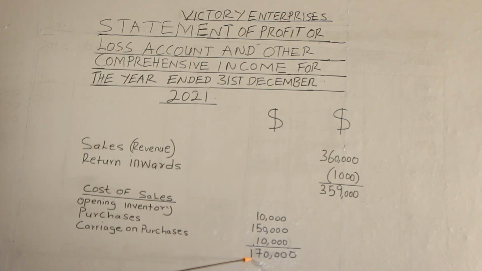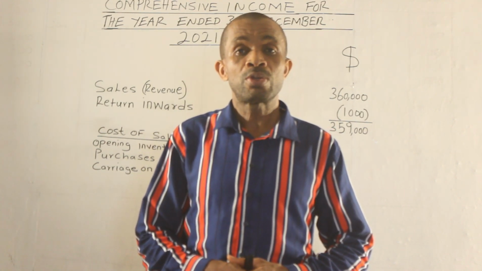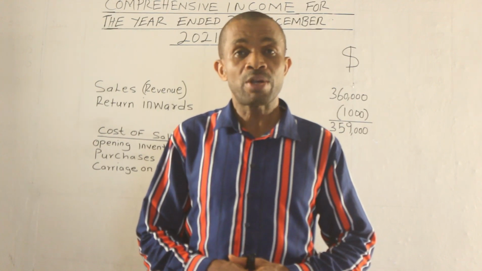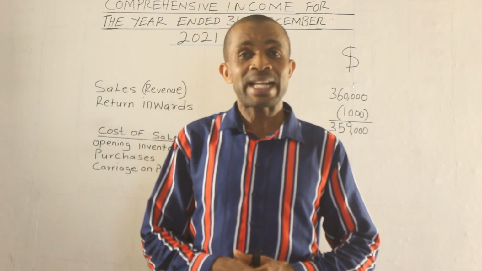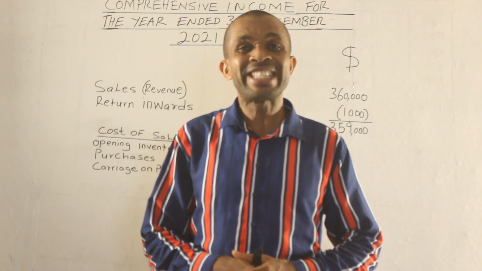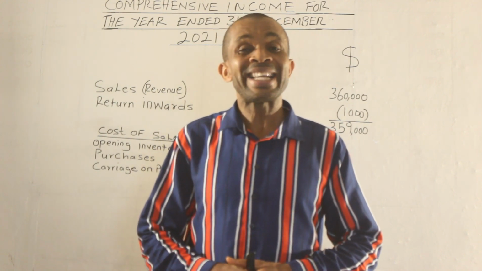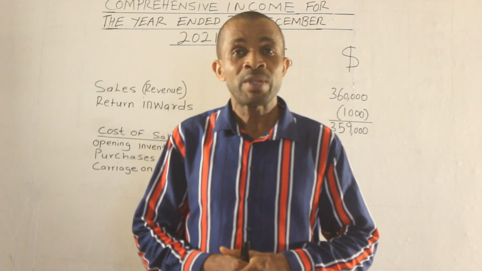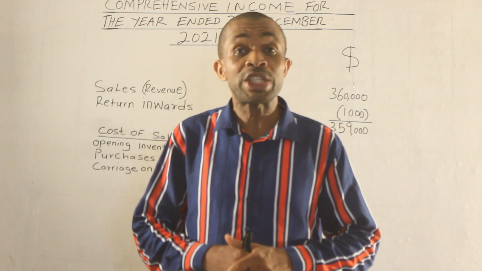Let us consider what we call returns outwards. The next thing we take into consideration in calculating our cost of goods sold is returns outwards, which can also be called purchases returns. It is possible that after purchasing these goods, there are some that do not meet our standard. For instance, if we purchase school bags and some of these bags do not have zip or do not have handles, the possibility of us taking them back is high. If we return such goods, they no longer form part of our purchases.